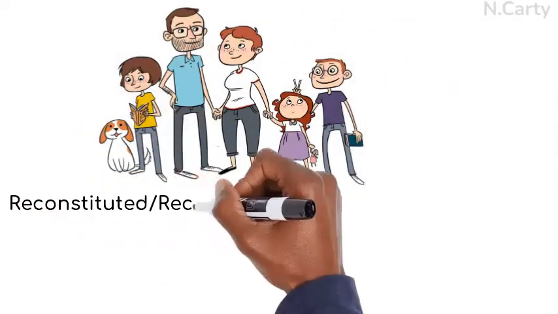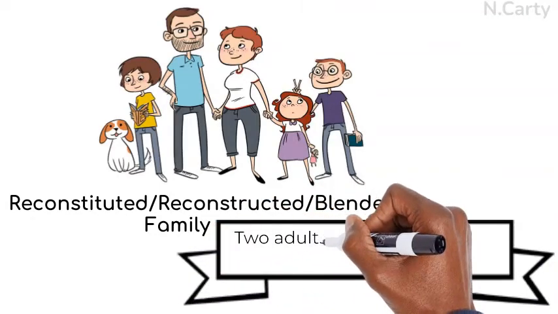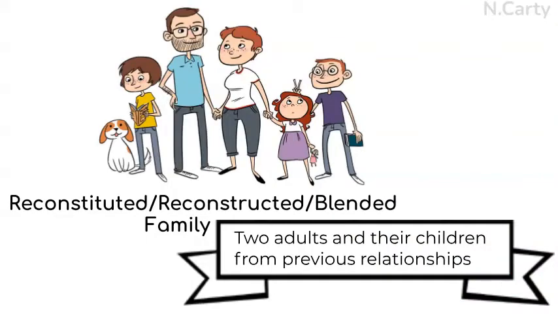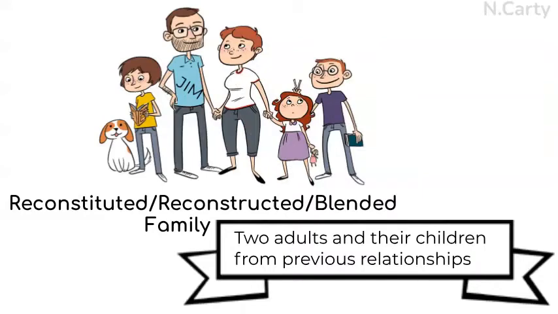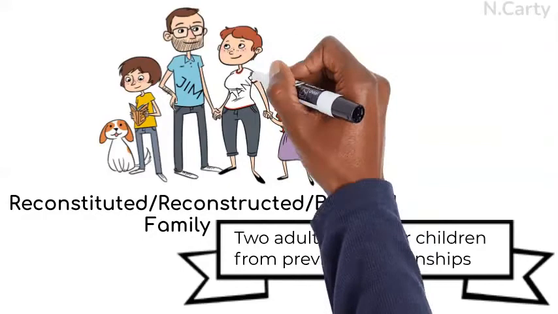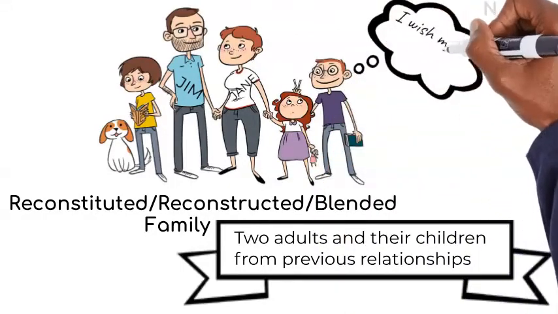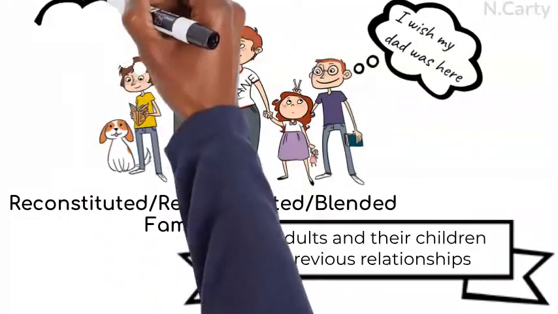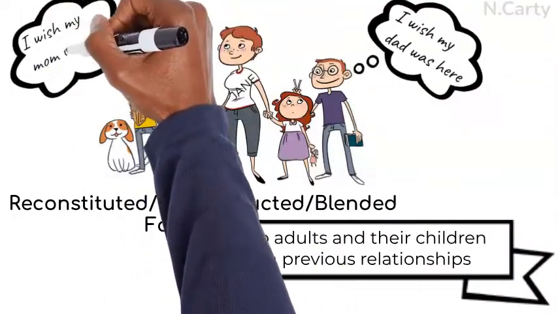Reconstituted or reconstructed family is a family unit made up of two adults and their children from previous relationships. For example, if Jim was married before with 4 children, and he got a divorce and now married to Jane, who has 2 children of her own from a previous relationship. When Jim and Jane come together with their children in the relationship, it is a reconstituted or reconstructed family.